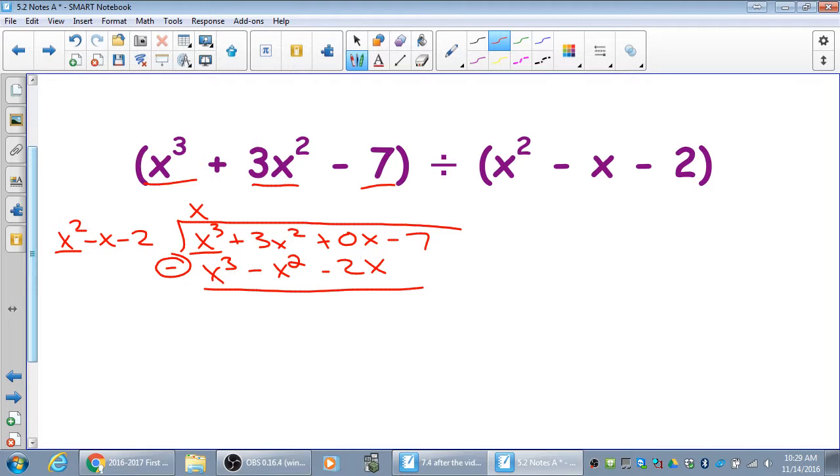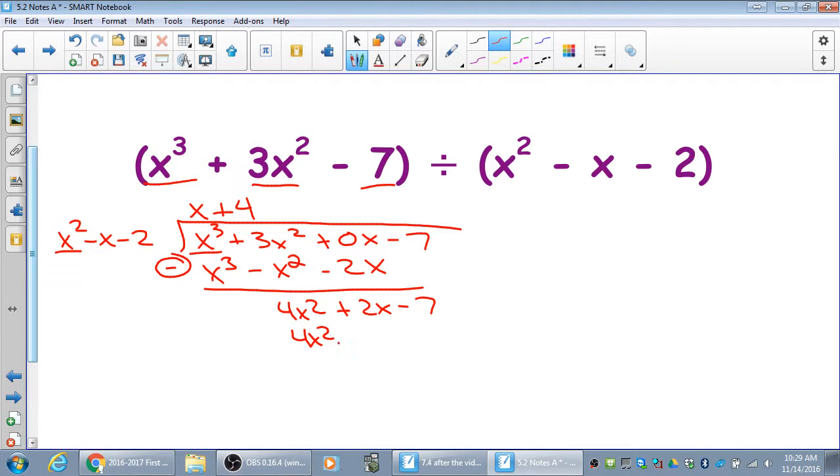All right, we always subtract in long division. 3 minus negative 1 is 4. 0 minus negative 2 is 2. Then we're taking these 3 at a time, so we bring down the minus 7. So we only have 1 step left. It's only a 2-step problem. That's it. What do we take times x squared to get 4x squared? 4. Then whatever happens after that, we'll deal with it.